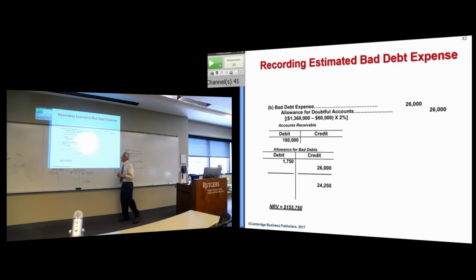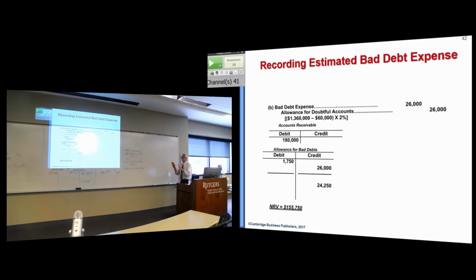So we weren't concerned about the debit balance that existed in that account. We make the adjustment for the full amount of the 2% of credit sales, and in this case, the net realizable value, which is the accounts receivable gross minus the allowance account, $155,750. So $155,750 is the net realizable value. We didn't care what was in that account. The main concern was the expense.